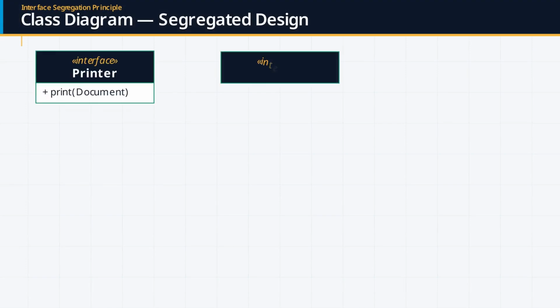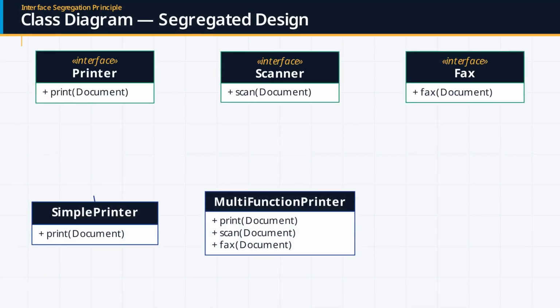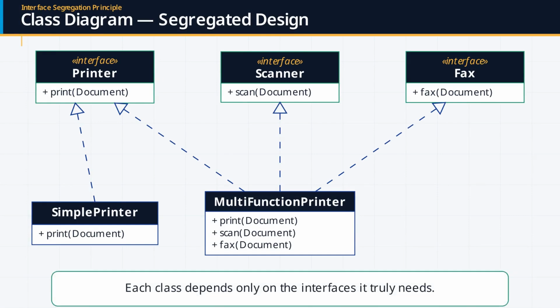Here is the class diagram for the segregated design. Three small interfaces: Printer, Scanner, and Fax. SimplePrinter implements only Printer, while MultifunctionPrinter implements all three. The implementation arrows show each class depends only on the interfaces it truly needs. That's the Interface Segregation Principle.